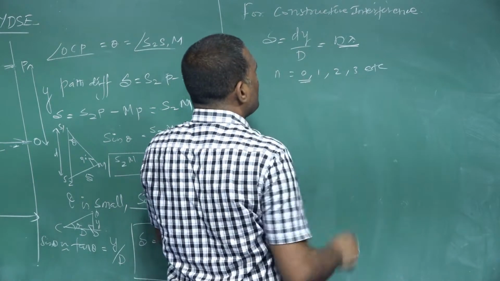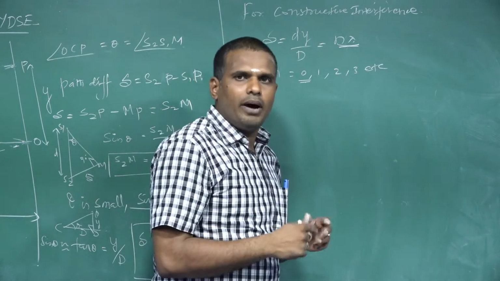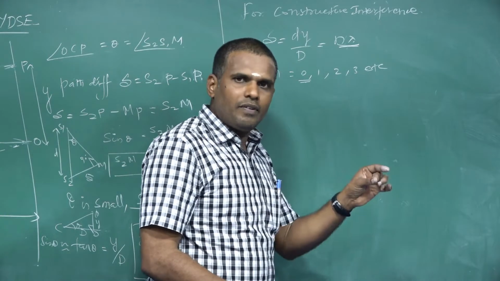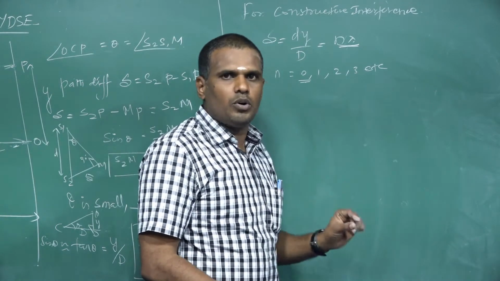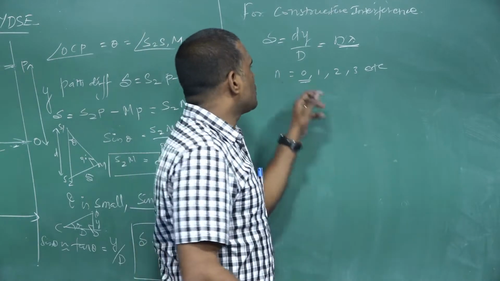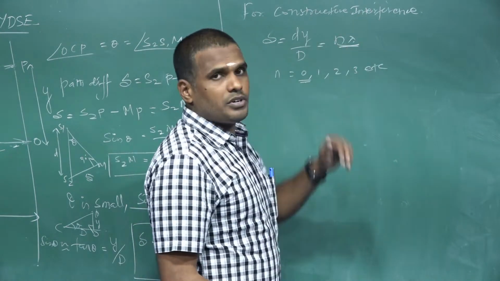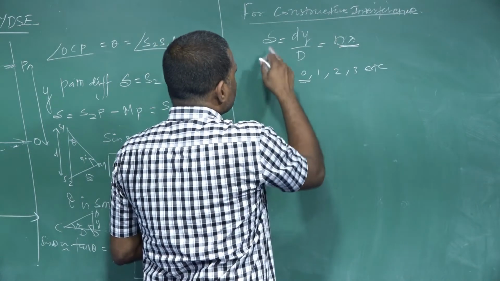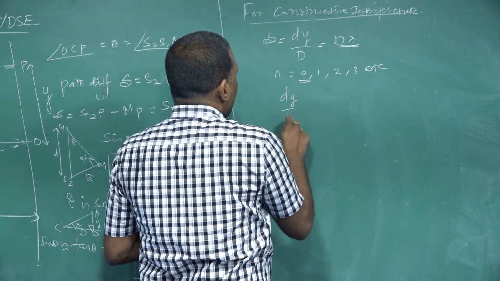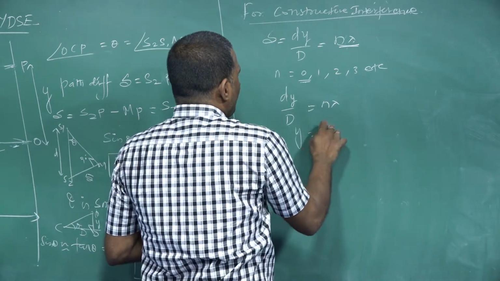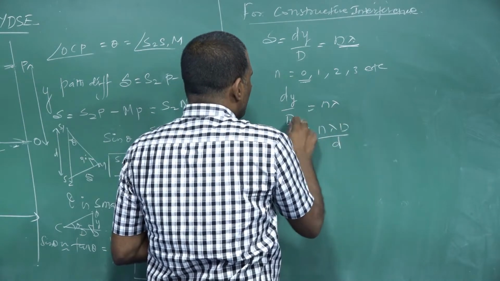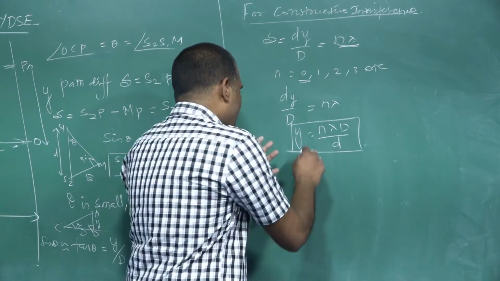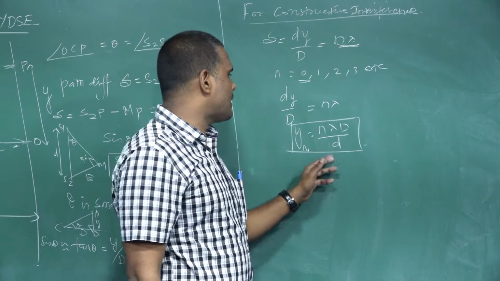Why am I introducing 0 here? Because we already saw that at the point O, the waves arrive in phase with each other, producing a bright fringe. So the bright fringe has already occupied the central point O. So the central fringe is bright, and we mark 0 for constructive interference. Now, d y by capital D equals n lambda, or y equals n lambda capital D divided by small d, or y of n equals n lambda capital D divided by small d.